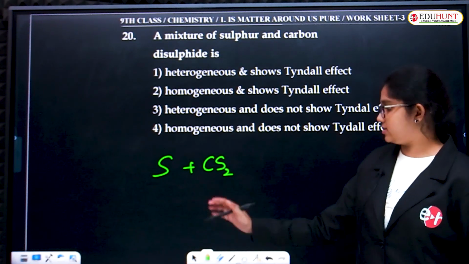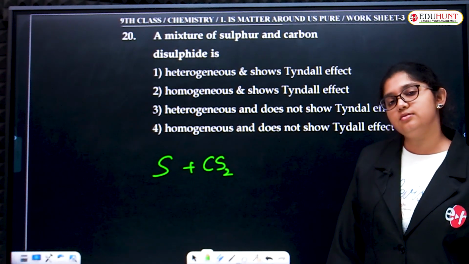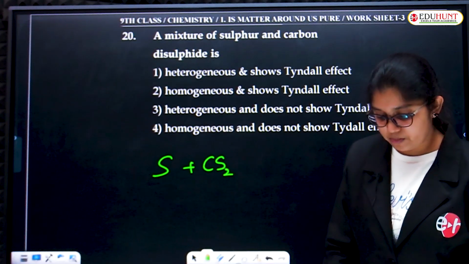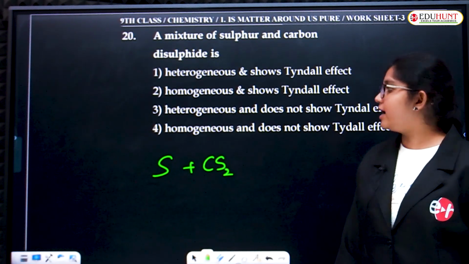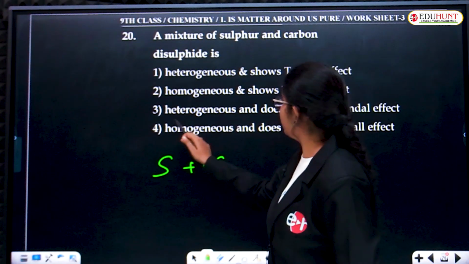This mixture, because it is having two different components, is a mixture. Which type of mixture is this, children? It is a heterogeneous mixture. Okay, heterogeneous.